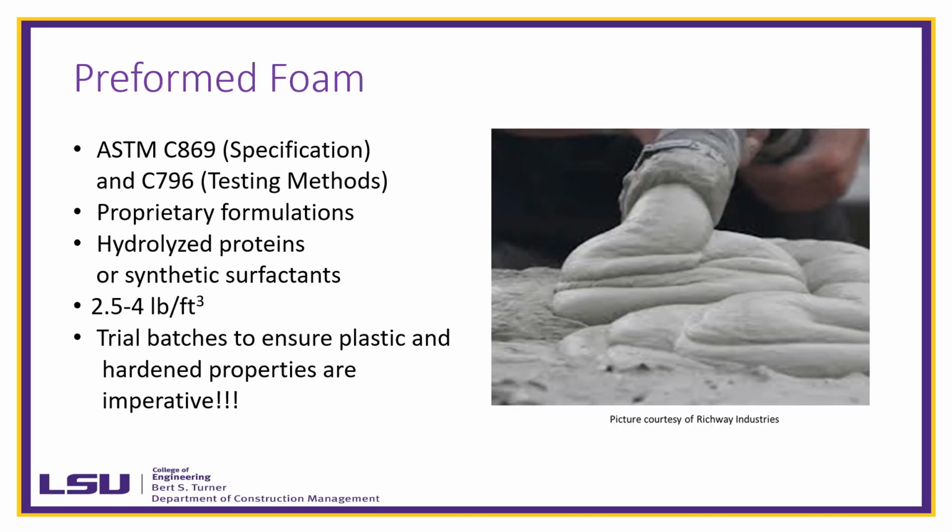So what is preformed foam? It is governed by ASTM C869, that's the specification, and then there are testing methods on how to actually test the foam for adherence, C796. They're proprietary formulations, so we don't know exactly what makes them, but they're usually hydrolyzed proteins or synthetic surfactants. The density is usually 2.5 to 4 pounds per cubic foot. The biggest thing here is to make sure you do trial batches. Those are imperative to get the foam content correct to ensure your plastic and your hardened properties.